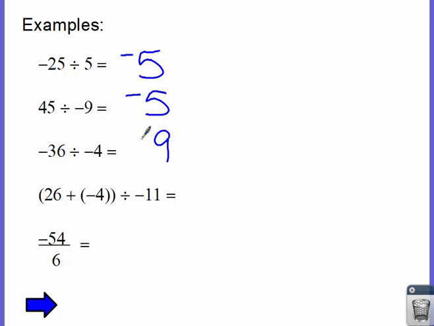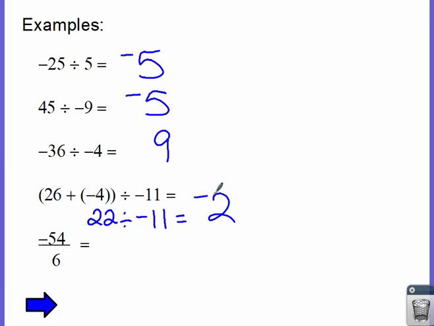Now this next question, I threw some order of operations at you. So the first thing you have to do is the parentheses. So we do the 26 plus negative 4. Well, in addition, we ask ourselves the question, are they alike or are they different? Well, my signs are different, so I subtract. 26 take away 4 gives me 22. And now I'm going to divide that by negative 11. So 22 divided by 11 gives me 2. I have one negative, so my answer is negative.